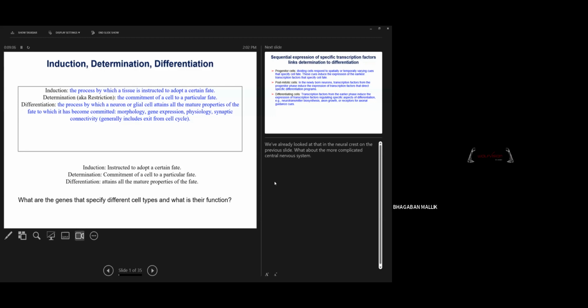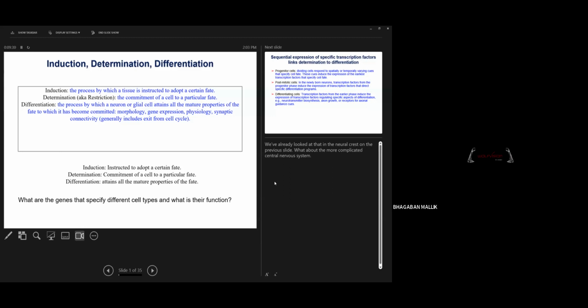Induction is the process by which tissue is instructed to adopt a certain fate. That is what we call induction. Then determination is the commitment of a cell to a particular fate. It's already been committed from the beginning. We call it determination.